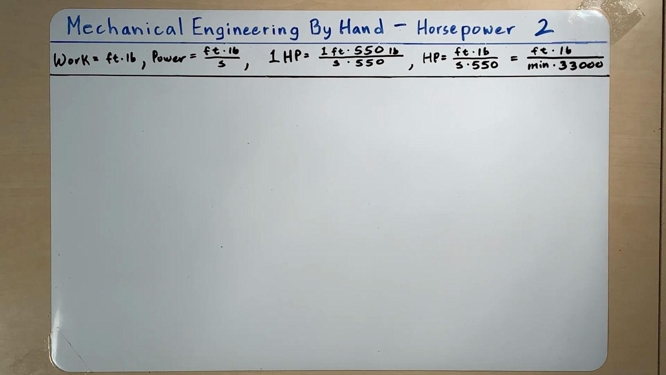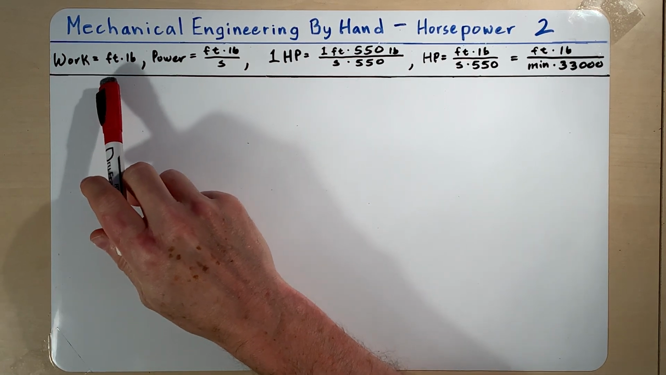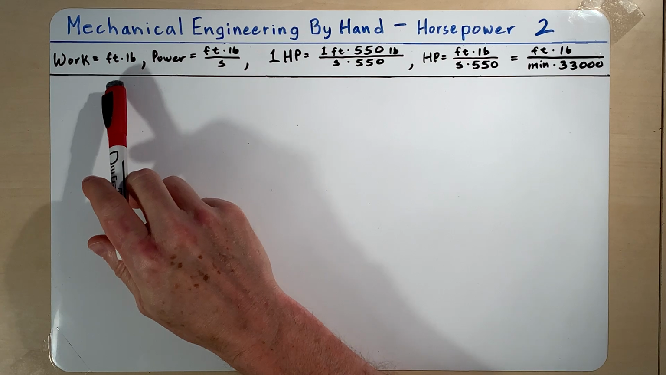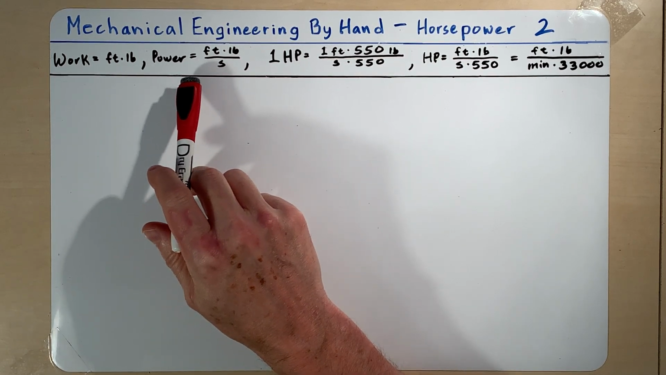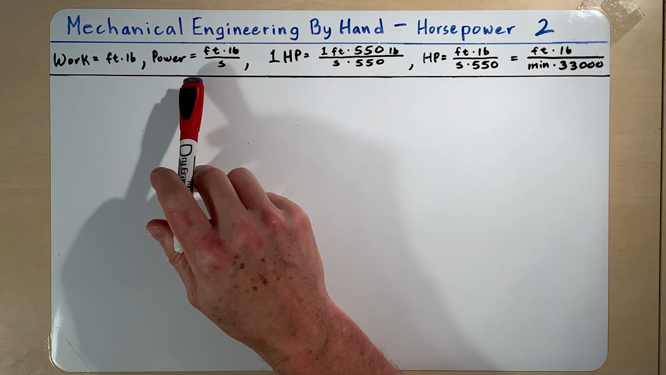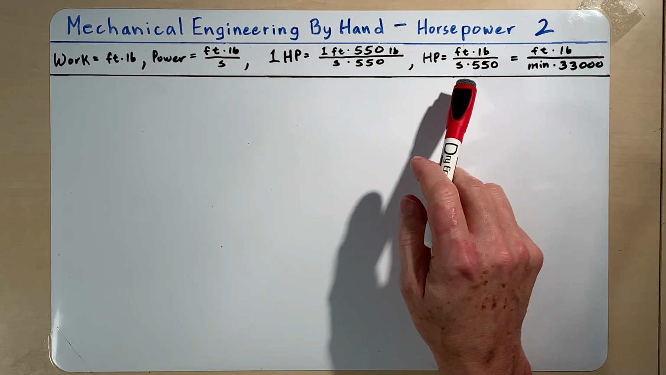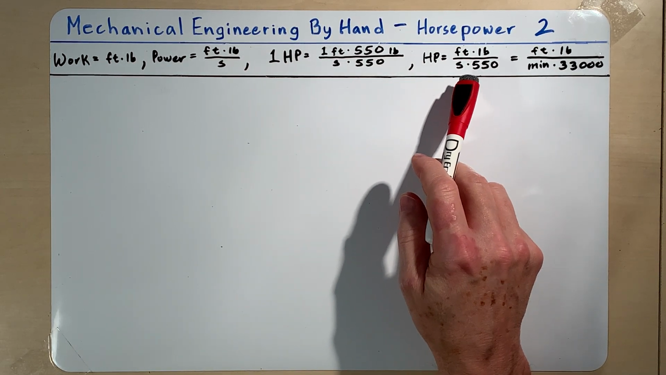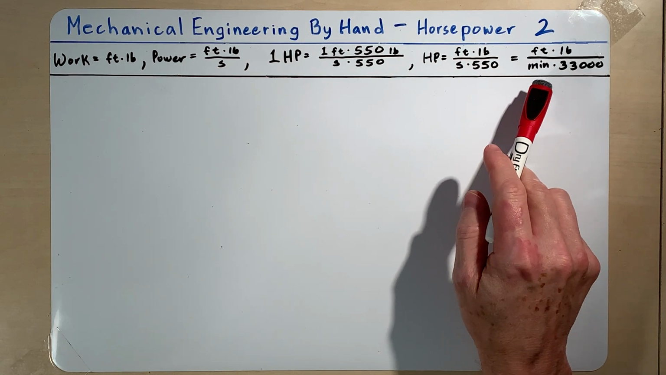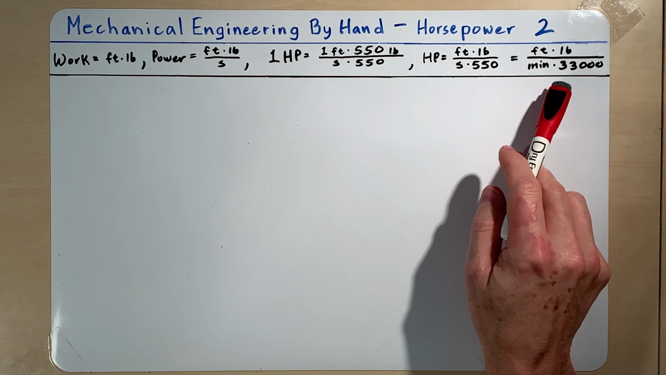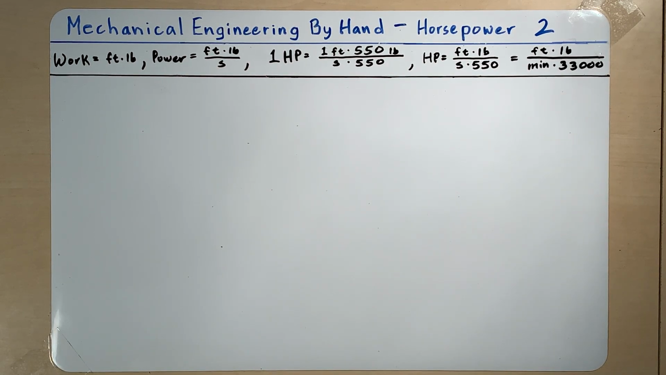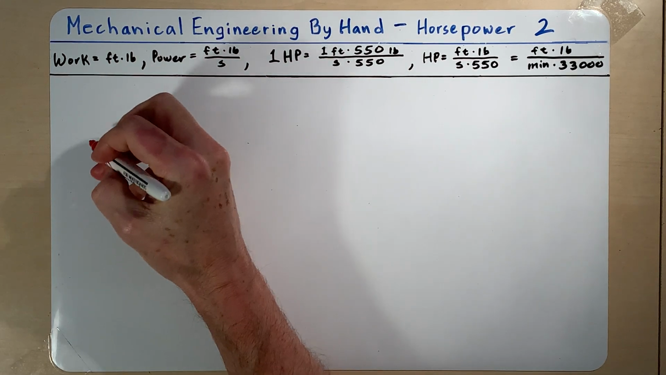In a previous video, we talked about work in foot-pounds, and power is work per time, so foot-pounds per second. And then horsepower is foot-pounds per second over 550, or if you're dealing with minutes, foot-pounds per minute divided by 33,000. So let's look at an example.